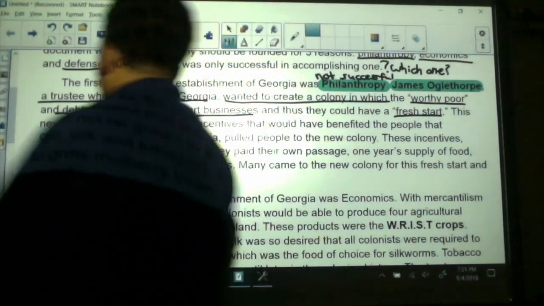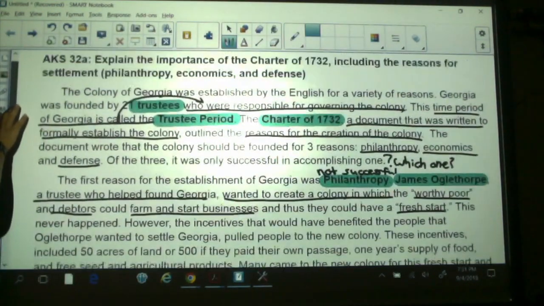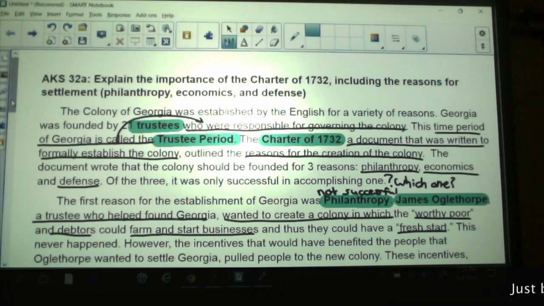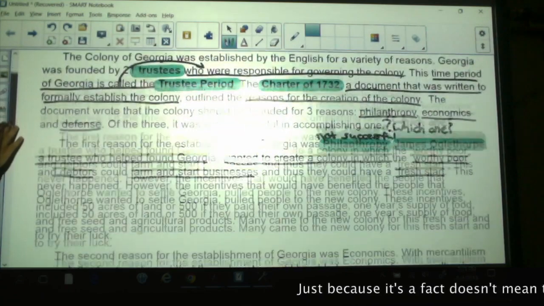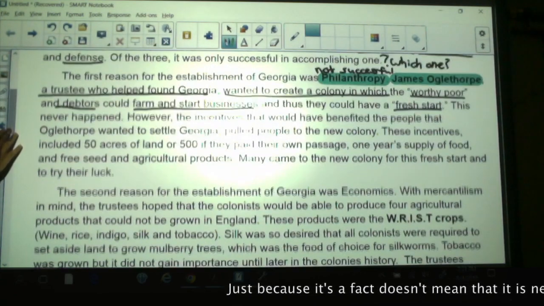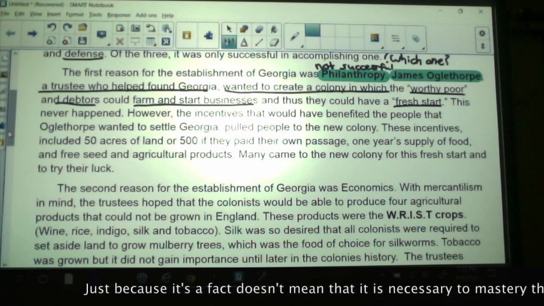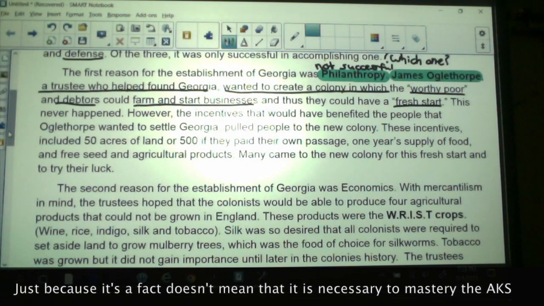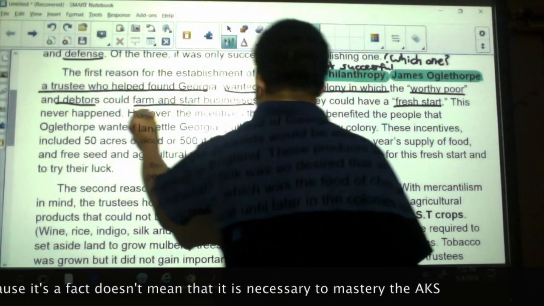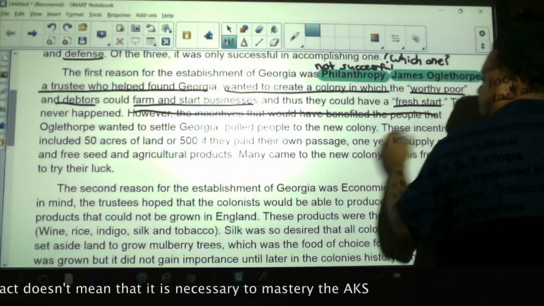Now, that sounds interesting, but let's look at our AKS again. All right. Our AKS only asks the reasons. Okay, it doesn't ask about what happened to those people who came for that reason and it wasn't successful. It just specifically asks for the reason. So while that seems interesting, it's not important to knowing or mastering the AKS. So I'm going to take it out.